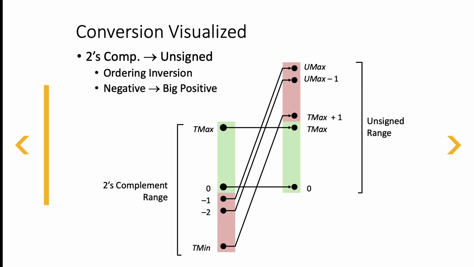This is a handy thing to know. It's handy to keep in mind because converting between 2's complement and unsigned is something that happens fairly often when you're programming. So it's a good idea to have this graphic in the back of your head so that you have an intuitive understanding of what's going on when you're doing these conversions.